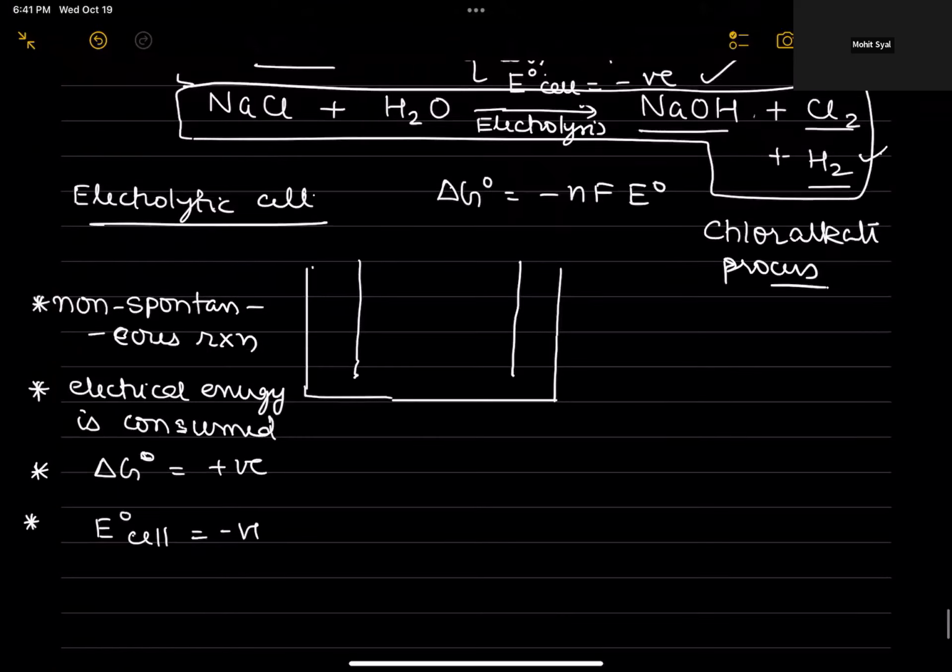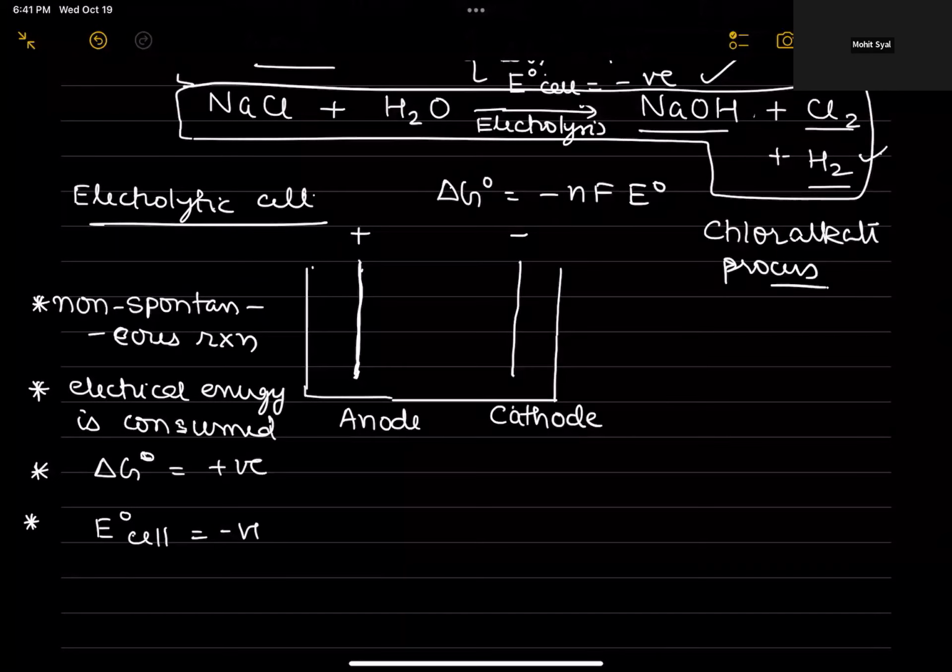There is one more difference. Can any one of you tell me what the difference is? It's there in the charge of the anode and cathode. That's the only difference.